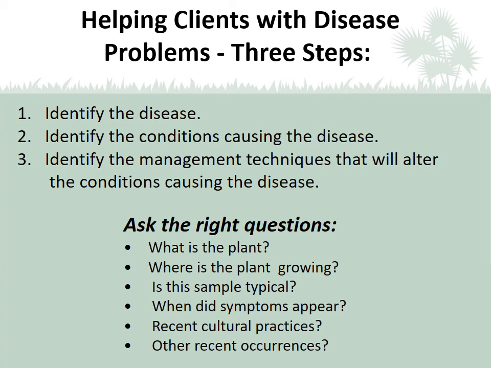Once we have identified the disease, we should ask more questions about how the conditions in the specific area are either causing or aiding and abetting the disease. And then finally, we want to identify the management techniques that will alter the conditions causing the disease. So we want to understand the cultural practices the client has been using to try to manage the disease, so that we can compare that with our own knowledge to give them advanced steps to handle fungal or bacterial issues in their lawn, landscape, or garden.